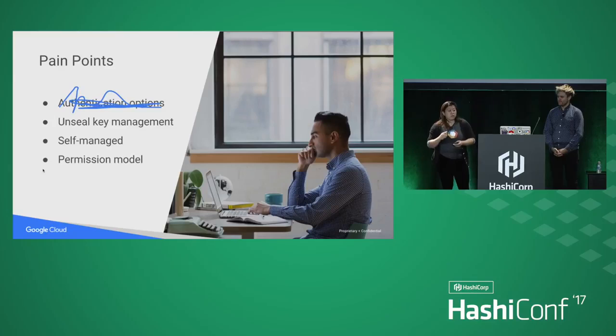Finally, we have issues with permission models. So in a GCP setup, you would have both cloud IAM permissions and Vault permissions to manage. And so how do you really do that?